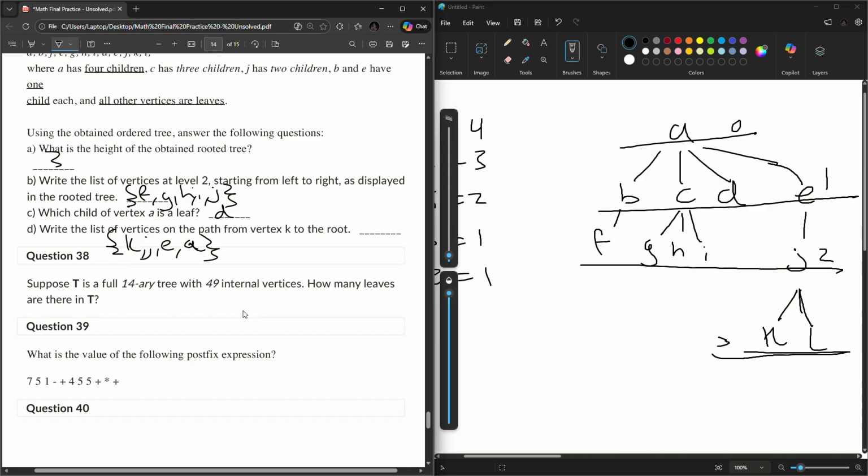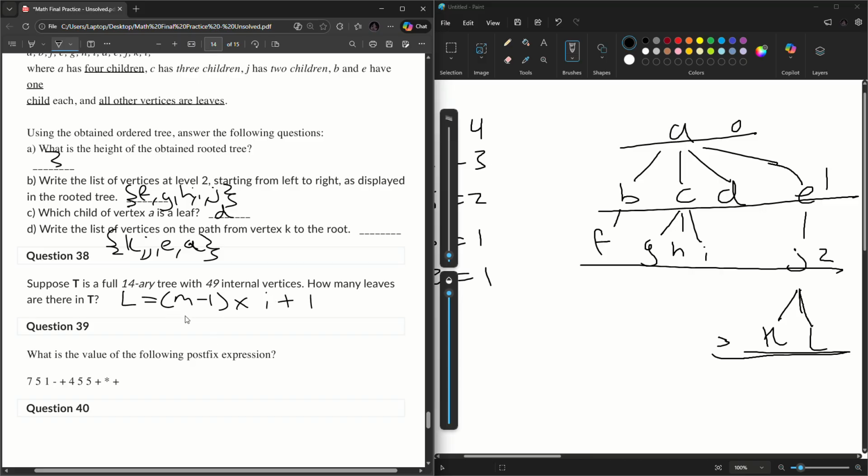With 49 vertices, how many leaves are there? The formula for this is that L, which is leaves, equals (M minus 1) times I plus 1. If I go back to my notes, I will explain the formula. Okay, yeah, I am correct.